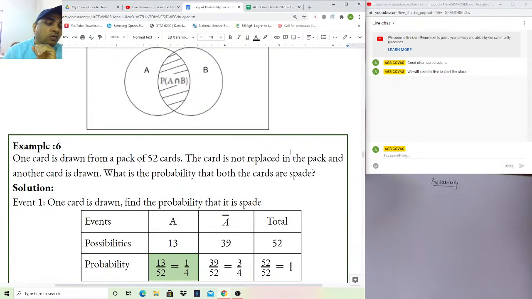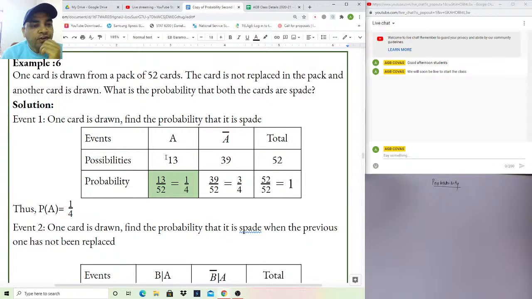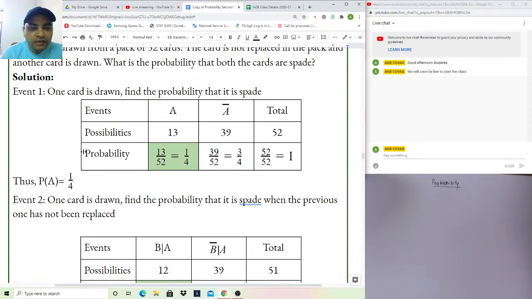One card is drawn from a pack of 52 cards, and the card is not replaced in the pack, and another card is drawn. What is the probability that both the cards are spades? So we have taken one card and we did not replace it, and then we take the next card. First event: we take out the card for the first time. One card is drawn; find the probability that it is a spade.